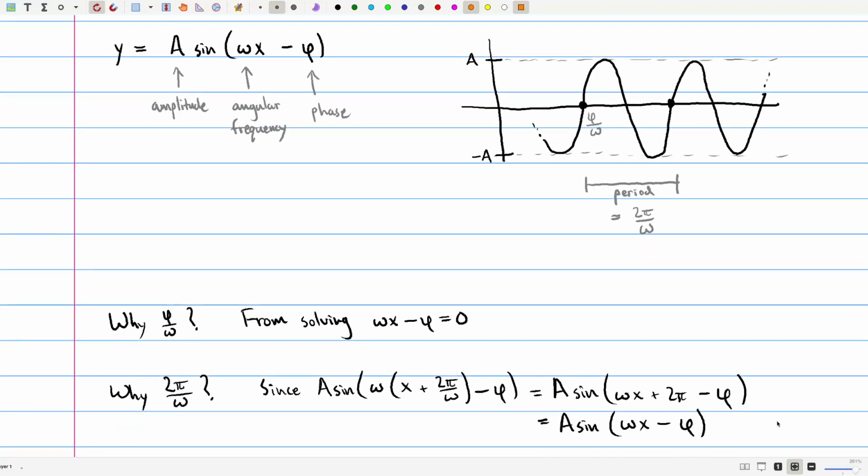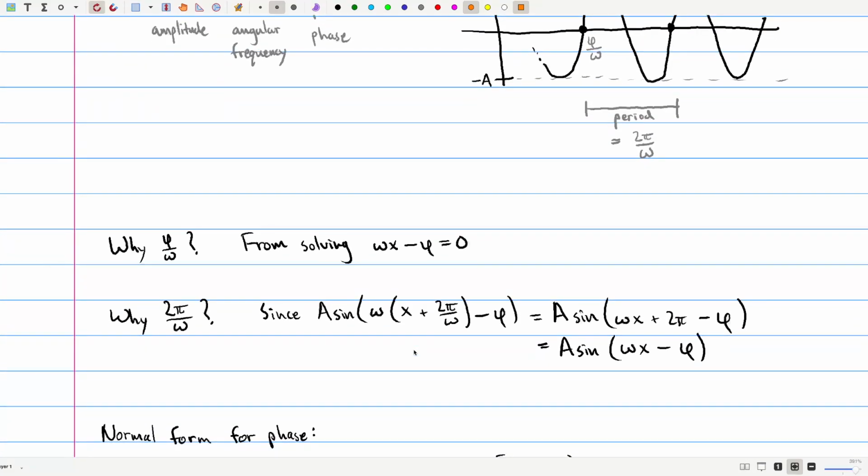And then remember, one of the basic identities for the sine function is that if you add 2 pi to the argument, it's the same value as when you don't add 2 pi at all. And that is because, remember, an angle is the same as the angle when you add 2 pi to it, because it's adding in one full revolution. Okay, so we have some understanding of that.